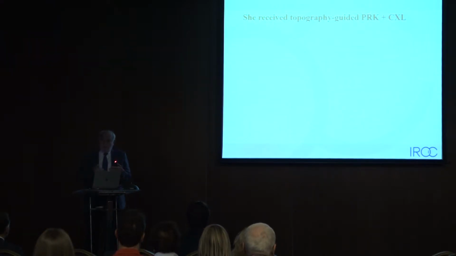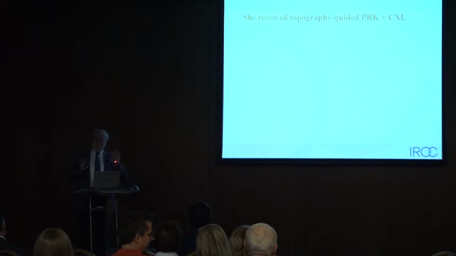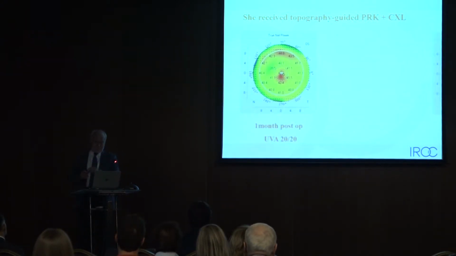And therefore, we published 2 years ago 6 cases where they had LASIK and everything was fine, and then they became pregnant even 9 years after the LASIK, and all of a sudden they got a keratoconus. So in order to avoid that, I said, you know what, you get a PRK, topography guided, for myopia, and I do a cross-linking at the same time.